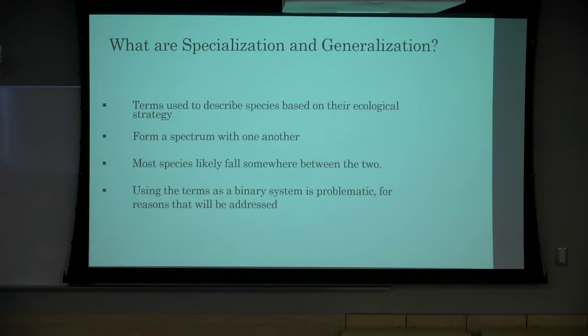You might say that a species is specialized if it has a really narrow function in the environment, and a generalized species has a more broadly applicable role in the environment. These two terms are more or less opposite to one another, forming a spectrum, and most species probably fall somewhere in the middle between these two things. But a lot of scientists like to use these terms as a binary system where you are either a specialist or a generalist. That's kind of problematic, and we're going to talk about why that is in a bit.